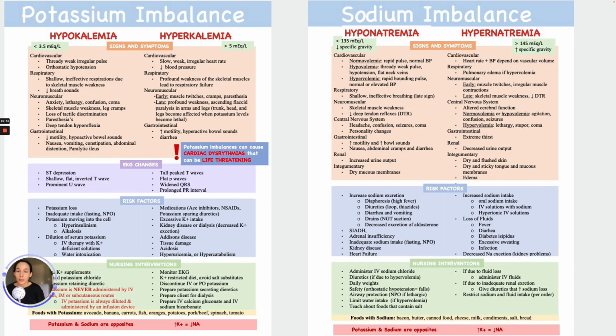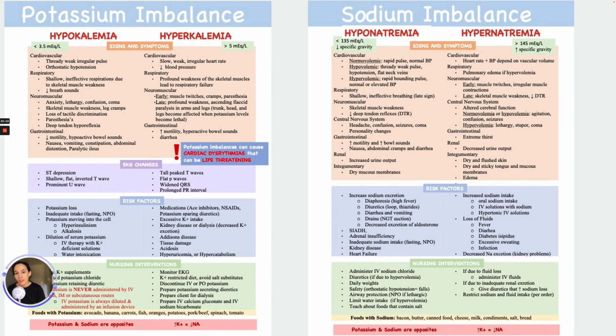In the central nervous system, we'll see altered cerebral function. They may be normovolemic or hypovolemic. They may have agitation, confusion, seizures. With hypervolemia, they'll have lethargy, stupor, and coma. Gastrointestinally, they may have increased thirst. They may have decreased urine output, dry flushed skin, dry sticky tongue and mucous membranes, and edema.